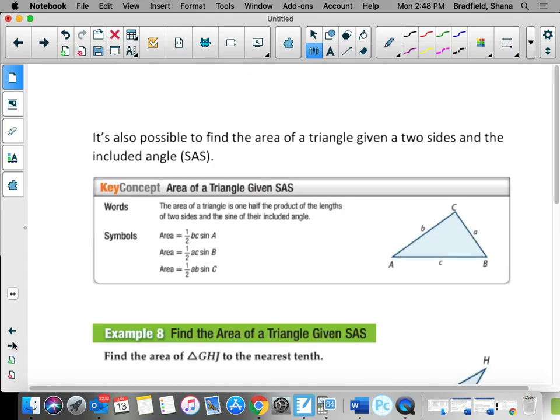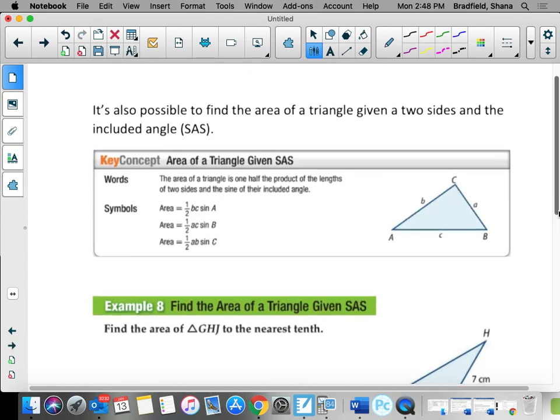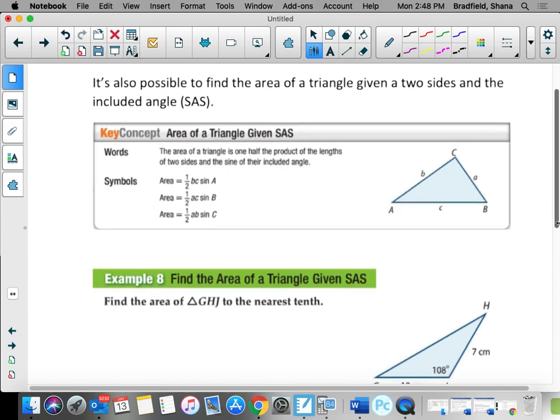Okay, and then one more here. So Heron's theorem, we had used side, side, side. It says it's also possible to find the area of a triangle given two sides and an included angle. So again, same situation here. Maybe we don't have the height, but we have side, angle, side. And we can find the area. Really, again, the format is all the same. It's just where they've changed the variables around.